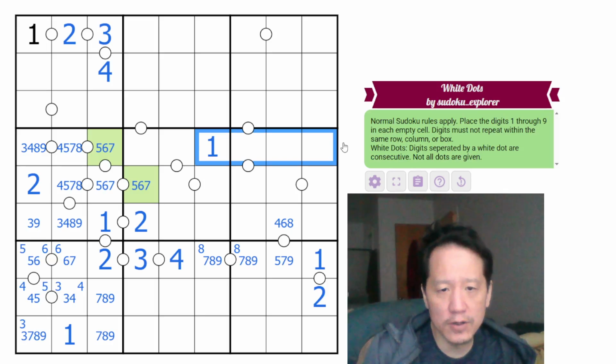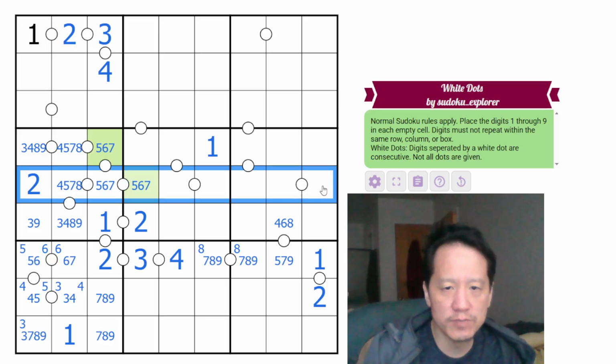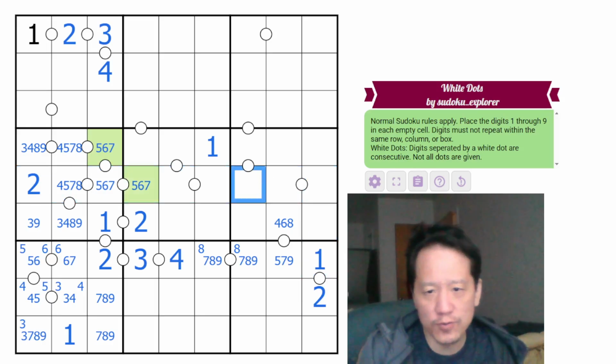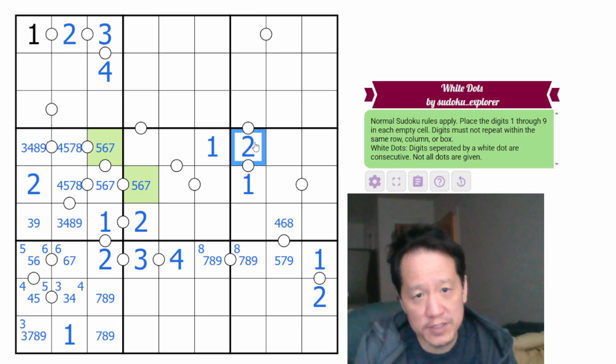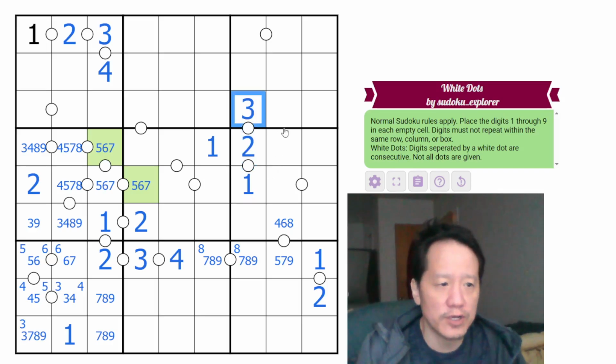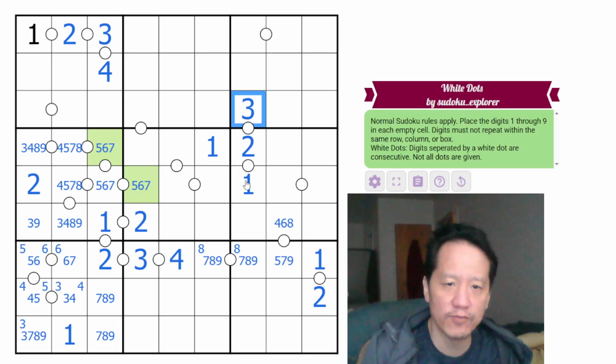1 cannot be here. 1 cannot be here or here. So 1 is either one of these two. And if this is 1, this would have to be 2, which breaks the normal Sudoku rule. So therefore this must be 1. So this is 1, which makes that a 2, which makes that a 3, because again 2 is only consecutive with 1 or 3, and 1 is ruled out here.